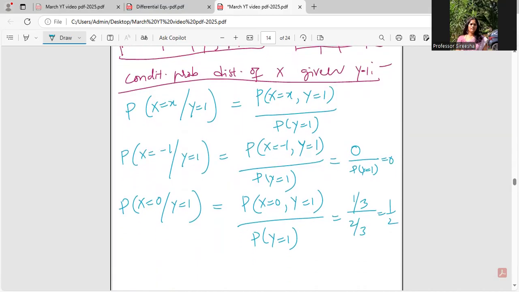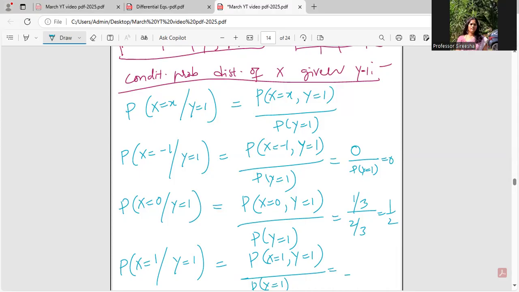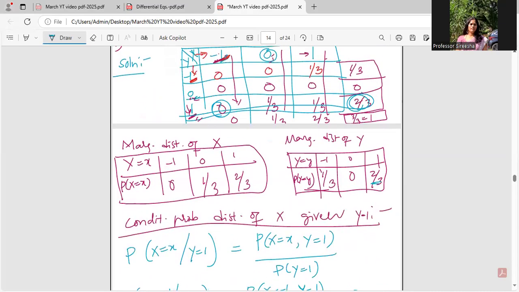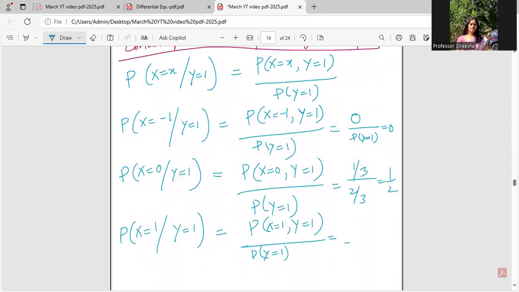Next, P of X equal to 1, provided Y equal to 1. It's all about the notation, how I should write it. Then I know what to look for in the table. This is a standard example, a very favorite one for the examiner. Let me show in the table. X equal to 1 and Y equal to 1, that value is 1 by 3. Again P of Y equal to 1 is 2 by 3. The value is 1 by 3 by 2 by 3, which is nothing but 1 by 2.